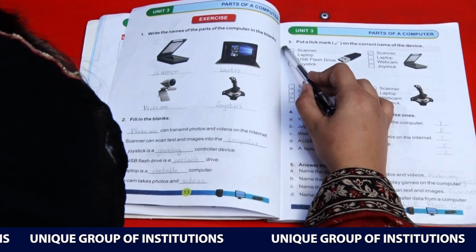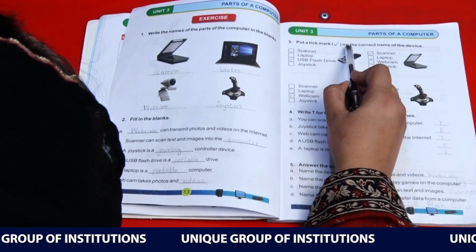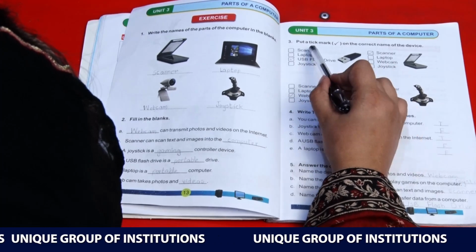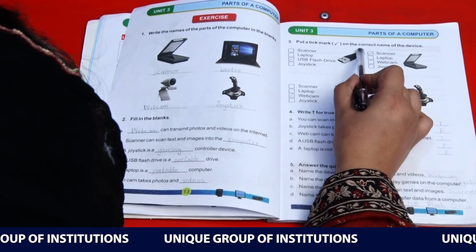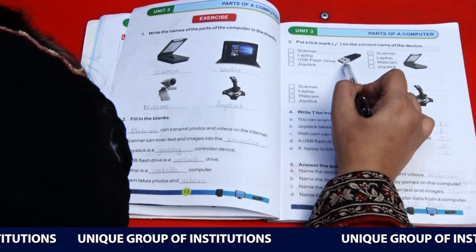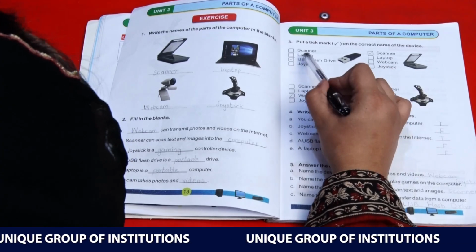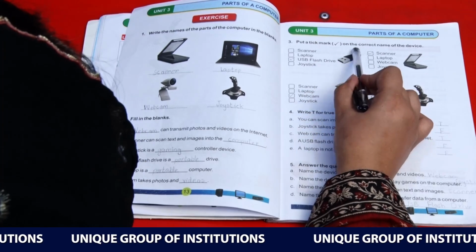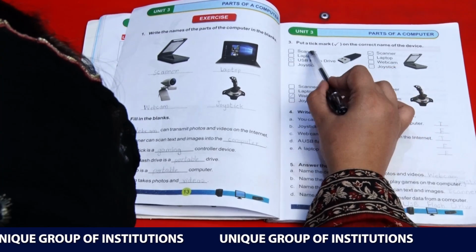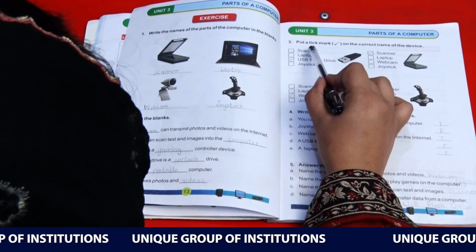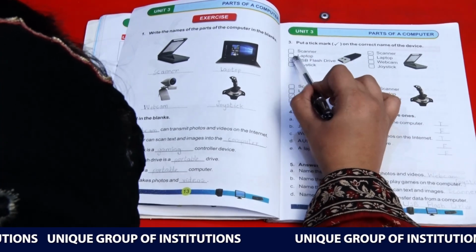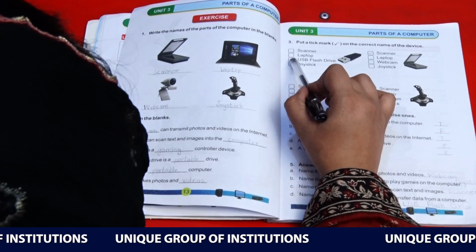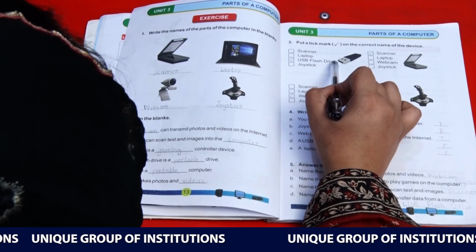Now, let us go to page number 14, unit number 3, parts of a computer. Question number 3. Put a tick mark on the correct name of the device. Here are 4 options with one picture. So, you have to identify the picture and tick the correct option. You can see here is a device. Can you see that it's not a scanner? It is also not a laptop and even not a joystick. It is a USB flash drive.